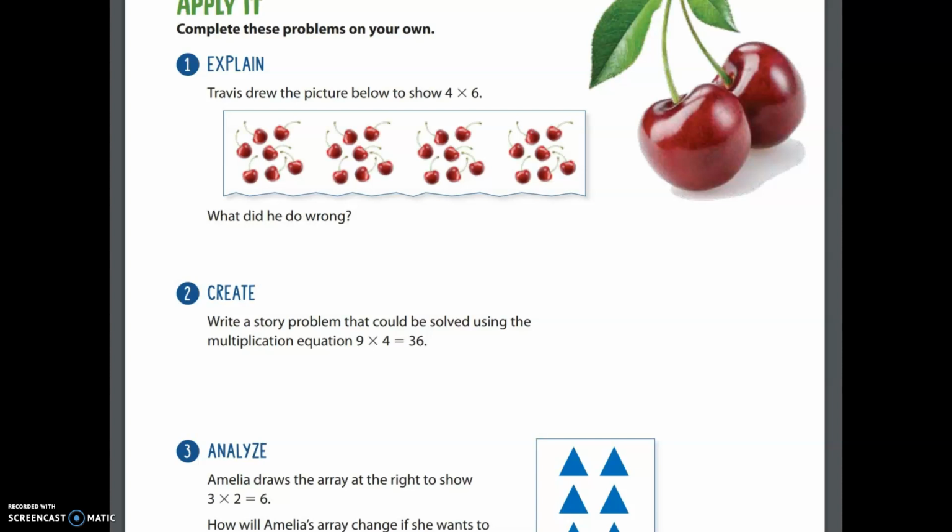Let's look. 1, 2, 3, 4, 5, 6, 7. Each group has 7. So we do have 4 equal groups. So we can do 4 groups of, but we can't do 4 groups of 6. We have to do 4 groups of 7 because we have 4 equal groups of 7.